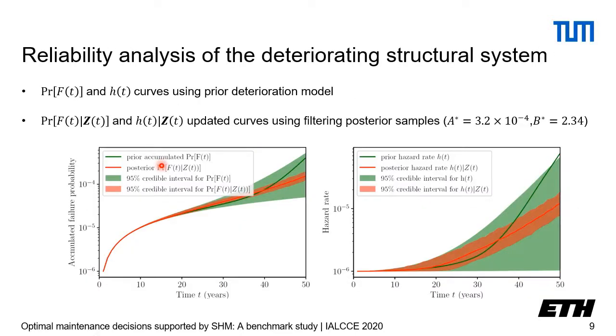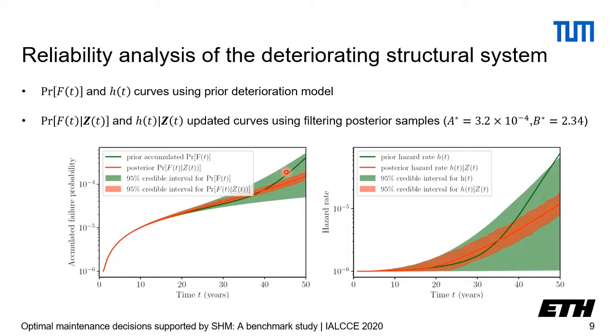The details related to the modeling choices and how the reliability analysis is performed in this work will not be given in this presentation, and the interested reader can find the details in our conference paper. In this slide, we are only showing some results. The green curve on the left corresponds to the accumulated probability of failure curve in the prior case using Monte Carlo samples from the prior model, while the red curve is the updated accumulated probability of failure curve conditional on monitoring data created for A star and B star. For the red curve, we are using samples for all the intermediate posterior filtering distributions.